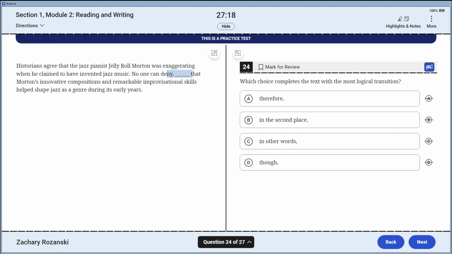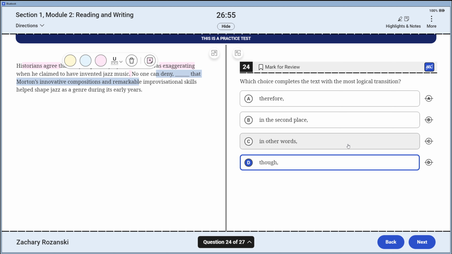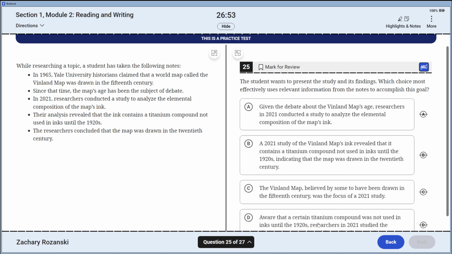I see him chilling over here somewhere in the center of the sentence, so I'll move him to the start. Make sure that this is the position where you're going to move your transition word. Historians agree that Jelly Roll Morton was exaggerating when he claimed to have invented jazz music. But even though, so I know it's going to be contrast. Even though they agree that he was exaggerating, no one can deny that he was dope and shaped it. Absolutely. 24 is going to be contrast.